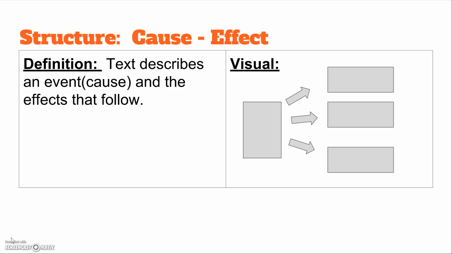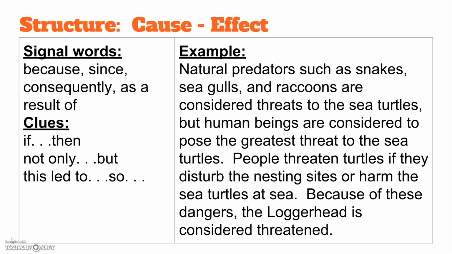Another example of a text structure you might see is cause and effect. This text describes an event, the cause, and the effects that follow. Signal words and clues to look for: because, since, consequently, as a result of. An if-then statement, not only but statement, or a this led to, so statement.